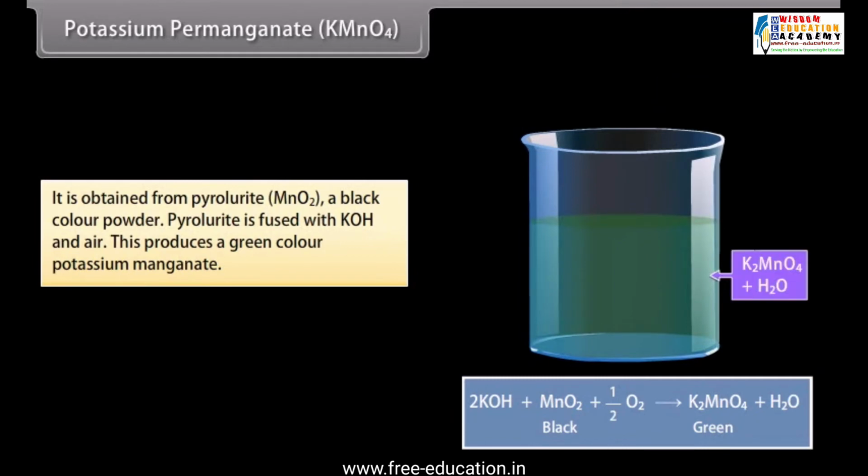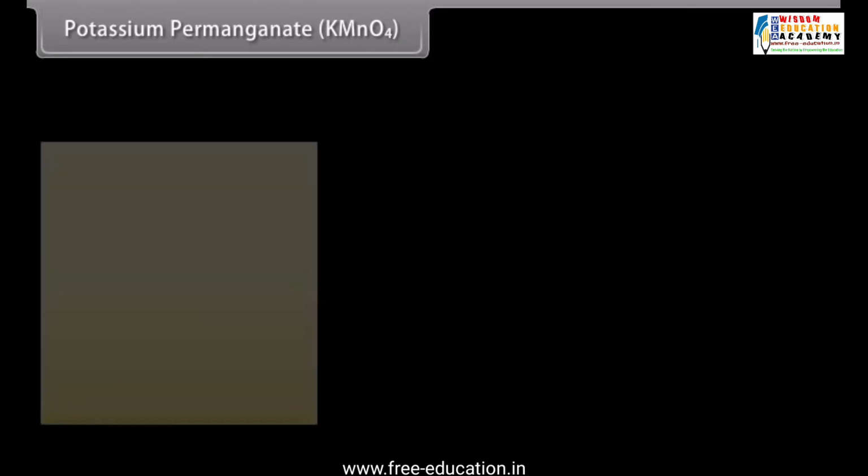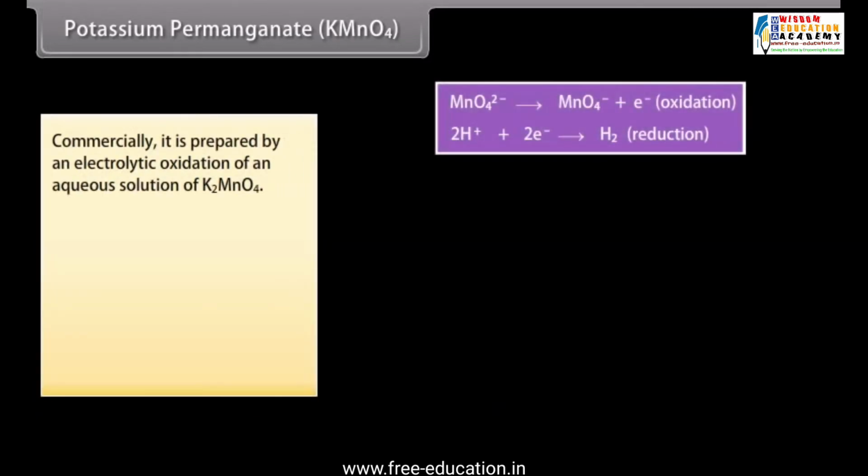Pyrolusite is fused with KOH and air. This produces a green color potassium manganate. Commercially, it is prepared by an electrolytic oxidation of an aqueous solution of K2MnO4.